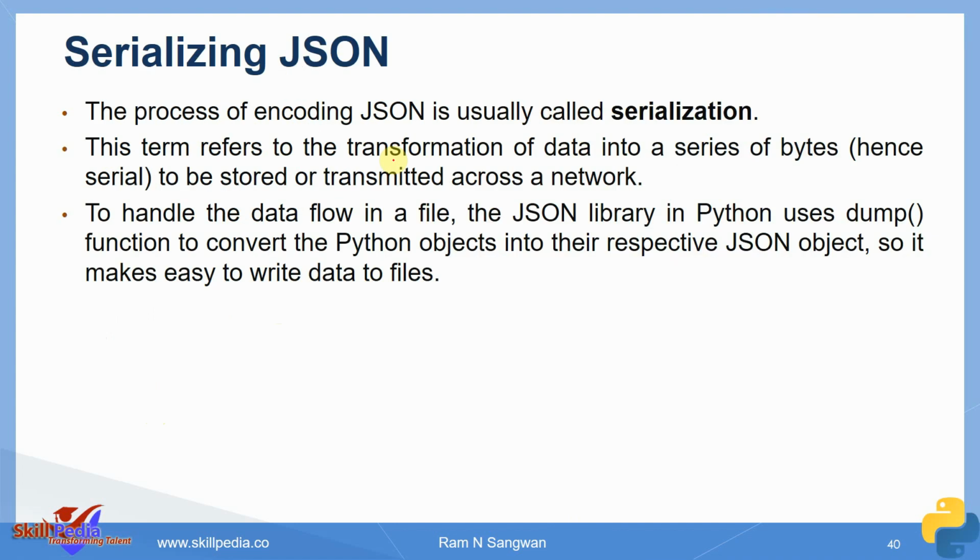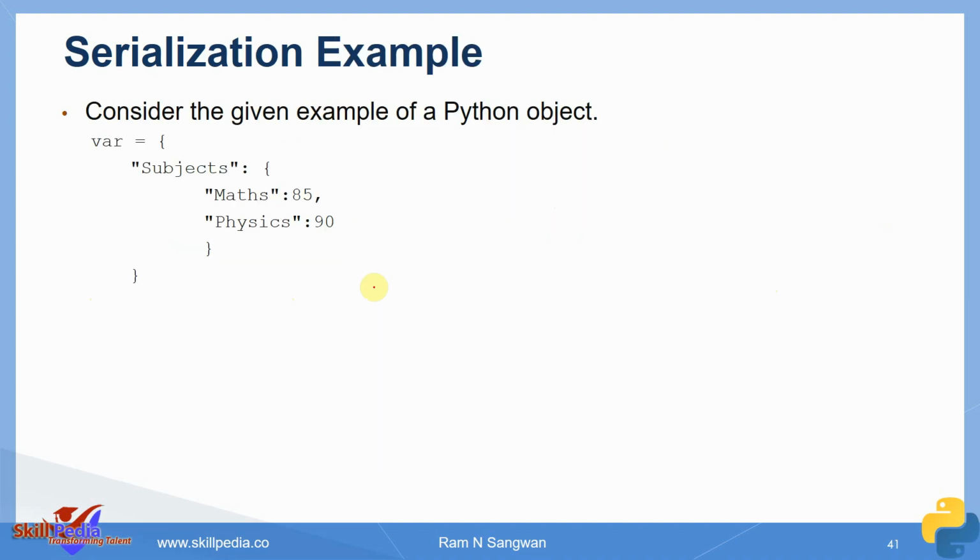JSON module. Serializing JSON. Serializing means fetching individual values, parsing through the elements one by one. The process of encoding JSON is usually called serialization. This term refers to transformation of the data into a series of bytes, hence serial, to be stored or transmitted across a network. To handle the data flow in a file, the JSON library in Python uses the dumps function to convert the Python object into the respective JSON object. So it makes it easy to write the data to files.